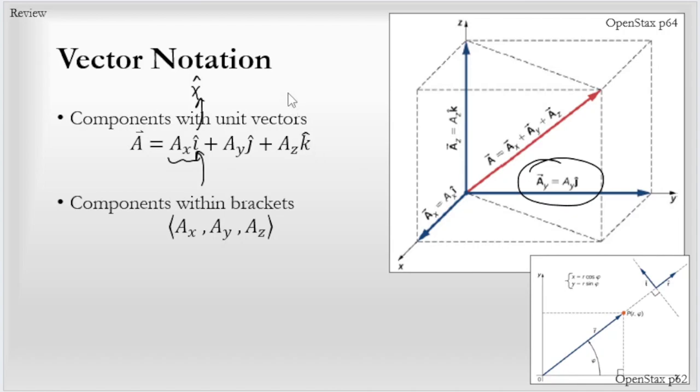i, j, and k are actually what are called the unit vectors. Just like there's a unit circle of radius 1, unit vectors have length 1. So k hat is 1 in the z direction. Okay, so that's what k hat means. It's a length of 1 in the z direction.